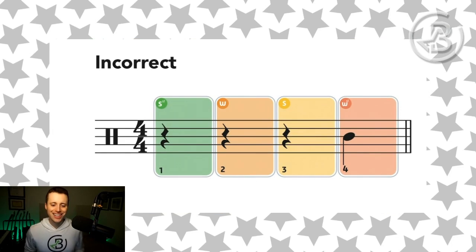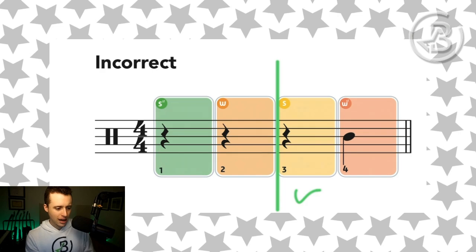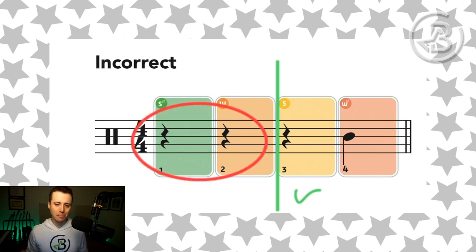Here is our next incorrect example. We have a quarter rest on beat 1, 2, and 3 on the strongest, weak, and strong beats. Okay, so this example is interesting. We do have the divide between beats 2 and 3, so that's good. Now, the problem is, this is actually breaking rest rule number 3, and rest rule number 3 is that we need to combine any smaller rests into larger rests whenever possible.